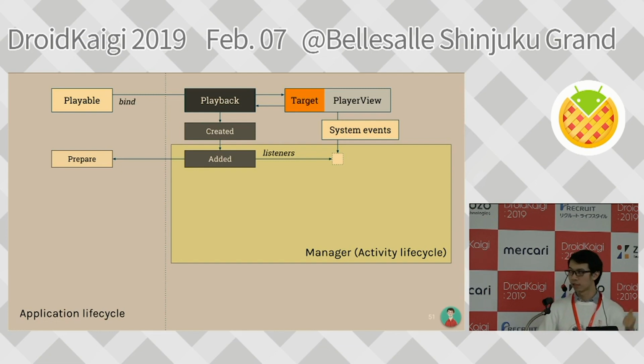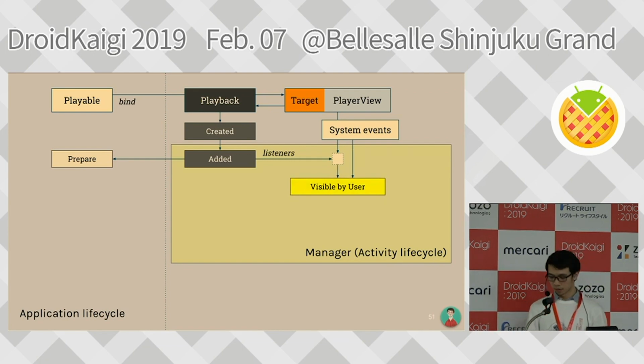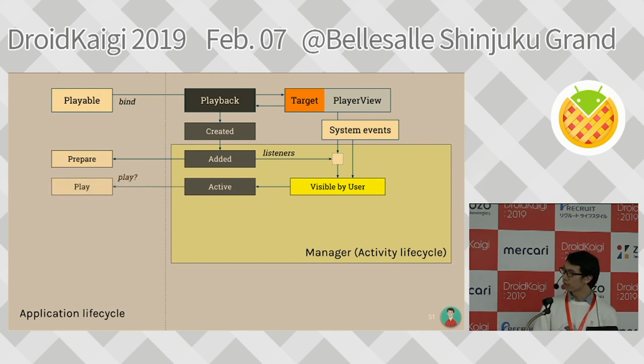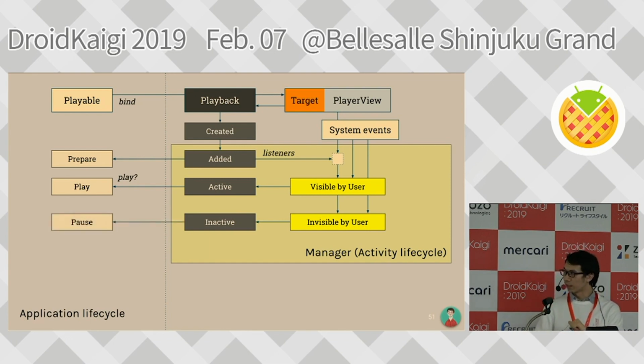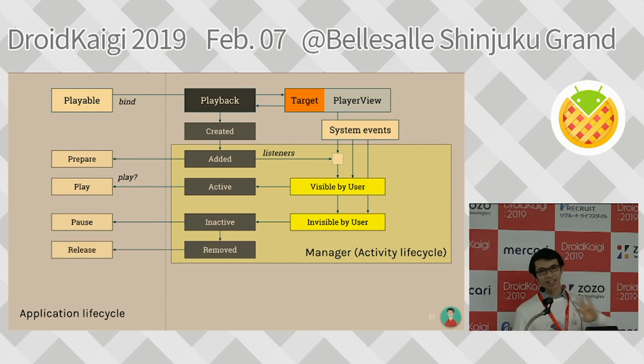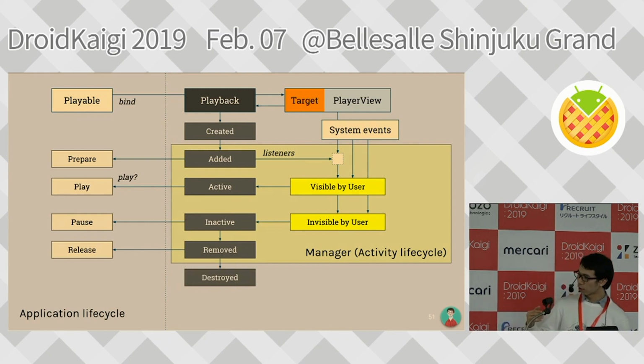ExoPlayer prepares things, and when the system says that this view is visible, it marks the playback as active. If the playback meets certain conditions, it will play the video. Consequently, if the system says that this view is invisible, the playback is in inactive mode, and we pause the video. Eventually it is removed, and at the same time we release the playable, and after it is destroyed, we also do something with the playable.